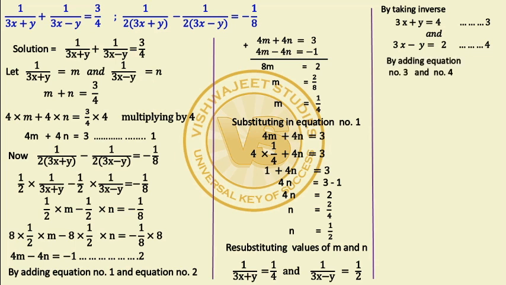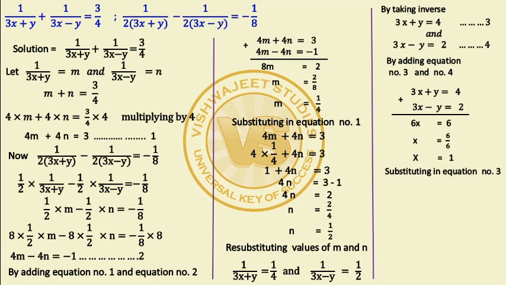By adding equation number 3 and number 4, 3x plus y is equal to 4 plus 3x minus y is equal to 2. After addition, plus y and minus y will get cancelled and we get the answer 6x is equal to 6. 6 is in multiplication form. When it goes to the right hand side, it will divide the 6. After division, we get the value of x is equal to 1.